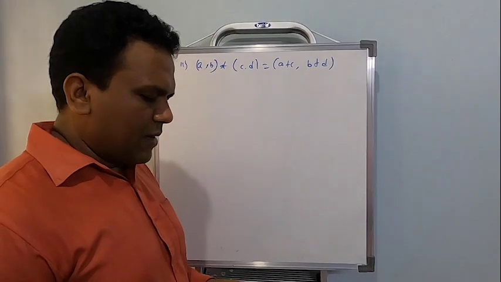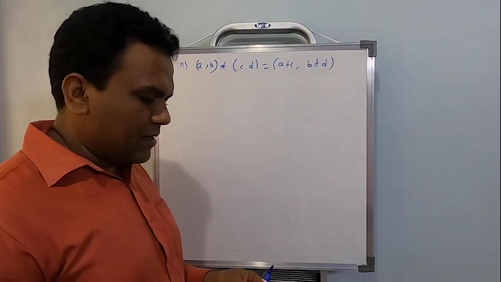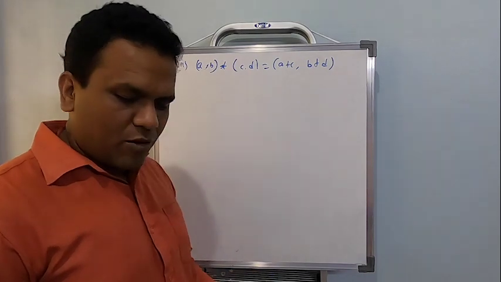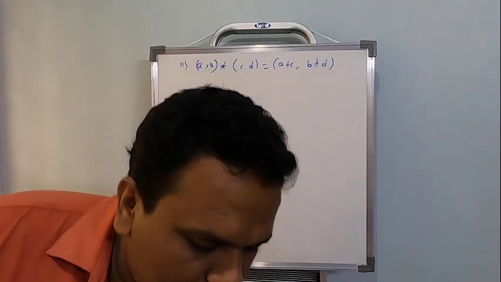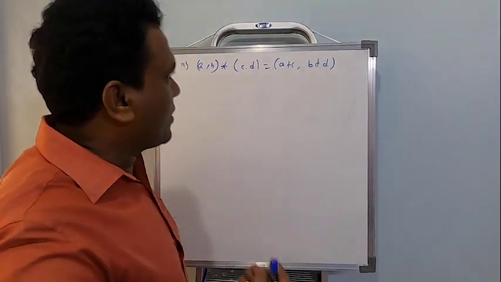Every time it's not necessary that identity has to exist, correct, like the previous one where identity was not possible to find. Now let's go to the problem.